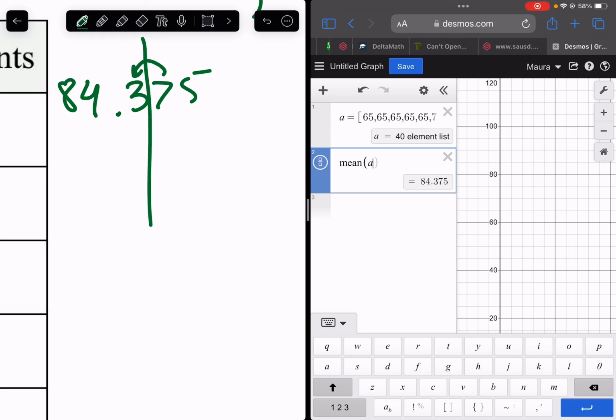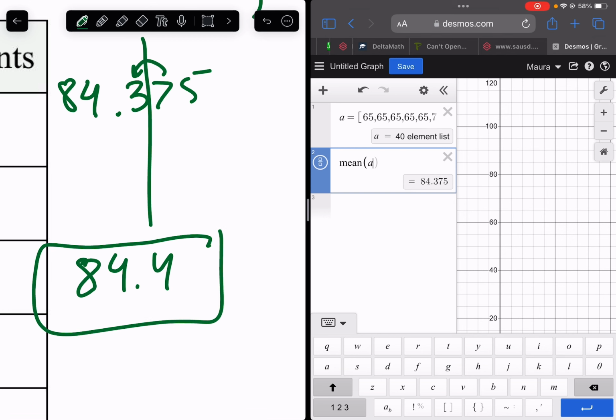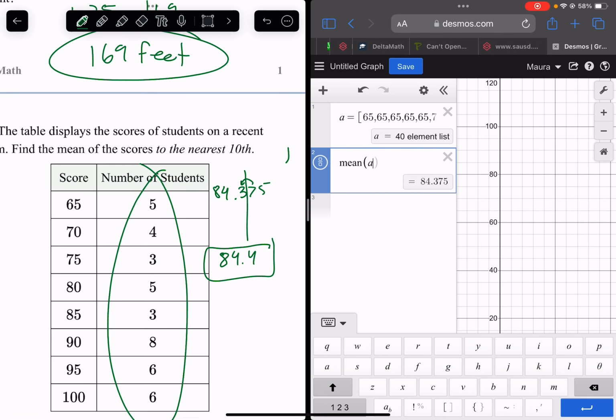So the 7 boots this 3 up. I get 84.4. And that would be my answer here. Now with frequency tables, sometimes using this feature on Desmos may not be the quickest way to do it.